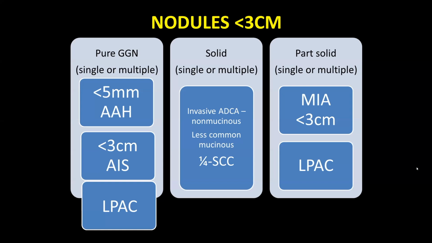When you have a part solid nodule, where there is a ground glass component as well as a solid component, if the entire thing is only 3 mm but the solid component is less than 5 millimeter, then you can think of minimally invasive adenocarcinoma. Part solid appearance can also be due to lipidic predominant adenocarcinoma.